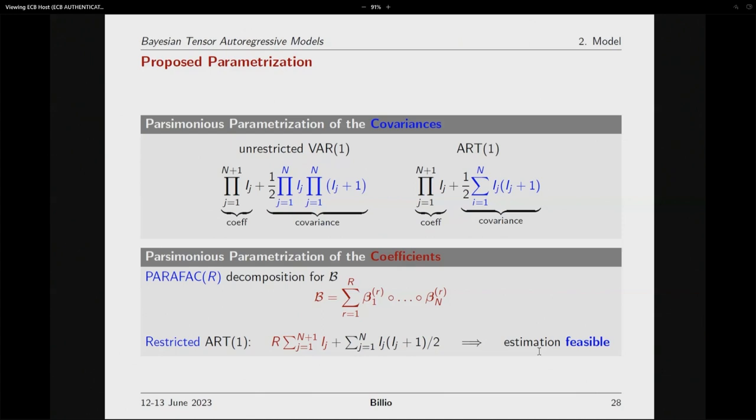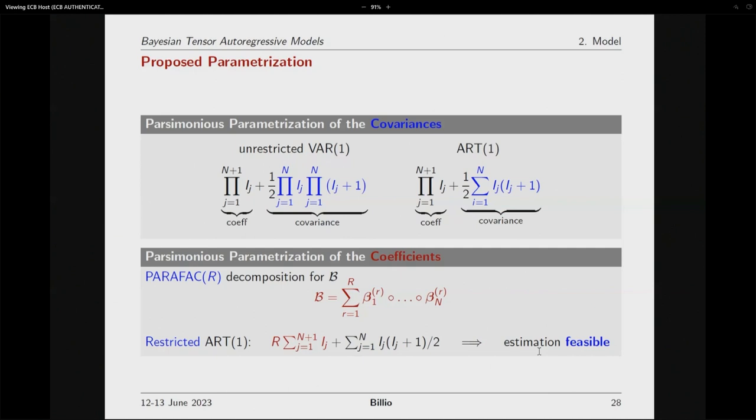Now, the proposed parametrization. If we consider a restricted VAR in vectorized form, the number of parameters that appear is really important, especially in terms of covariances. Using the normal tensor allows us to first reduce the dimension of the covariances, and second, using the PARAFAC decomposition that was introduced before, we can move from an infeasible number of parameters to something that is feasible.